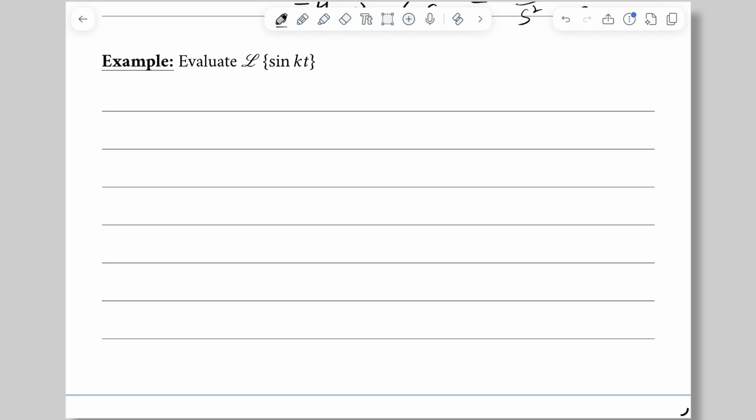Now we're going to find the Laplace transform of the sine of k times t. This is equal to the integral from 0 to infinity of e to the negative st times the sine of kt dt. That's right, we are going to integrate the product of an exponential with a sine function. We are going to use integration by parts, and you may remember that after 2 steps, we're going to repeat this expression in the integrand.